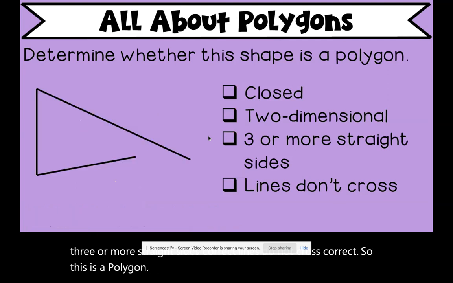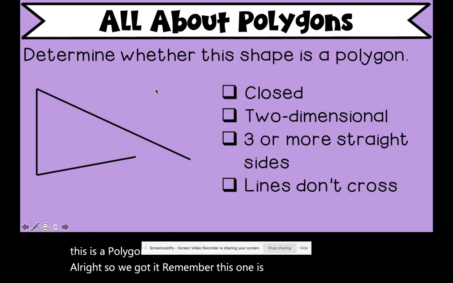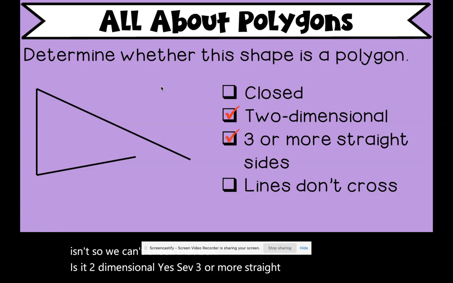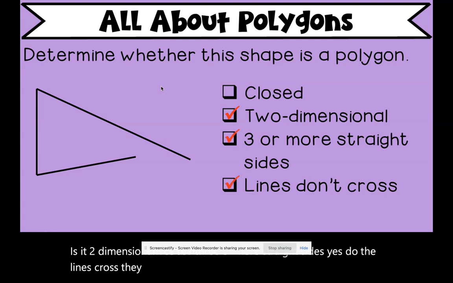All right, so we got to determine whether this one is a polygon. Is it a closed shape? It isn't, so we can't check that box. Is it two-dimensional? Yes. Does it have three or more straight sides? Yes. Do the lines cross? They do not. So we can check that one off. But since it is not a closed shape, it is not a polygon.